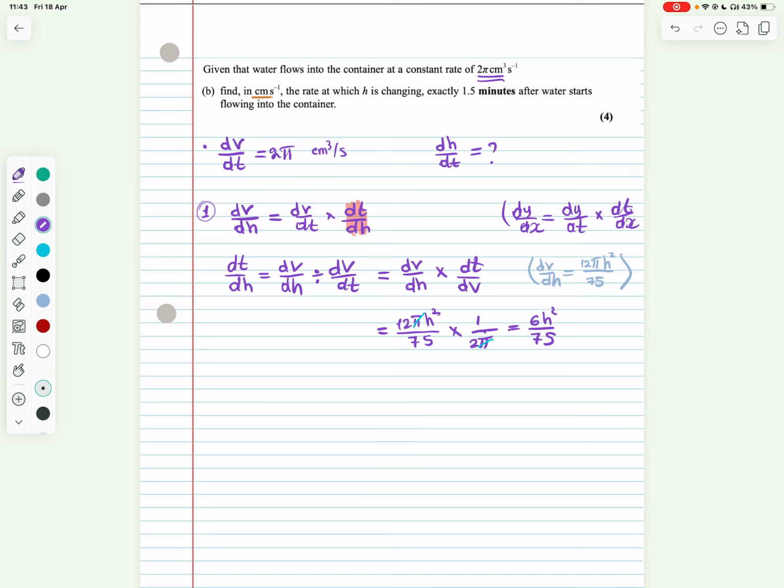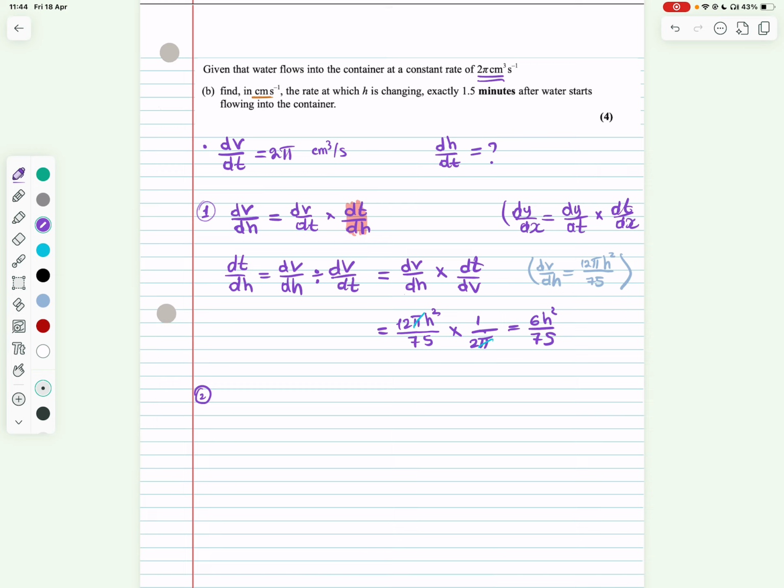So that's not the end yet, because right now what I ended up with is 6 height squared divided by 75, but they want an exact value at 1.5 minutes after the water flows into the container. To do this, I'm going to use the given expression right on the top. Let me write this as step number 2, then I'm going to come back to it after finding the height. Okay, step number 1.